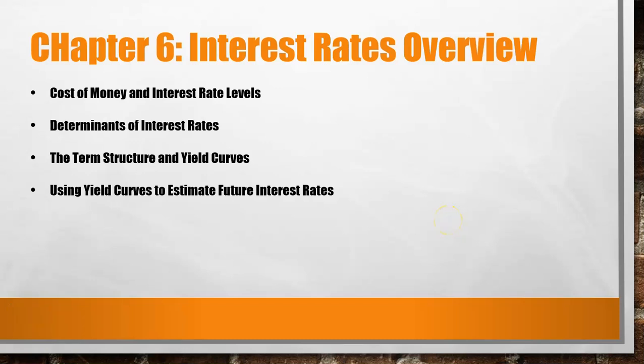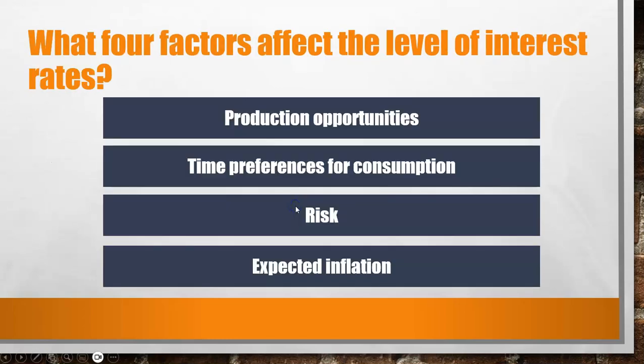All right, Business 226. We are on Chapter 6, Week 3. We just learned about present value and future value of money. Now we're going to apply that to business with the cost of money and interest rate levels, determinants of interest rates, the term structure and yield curves, using yield curves to estimate future interest rates. So what all does that mean?